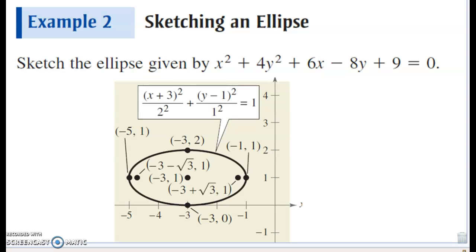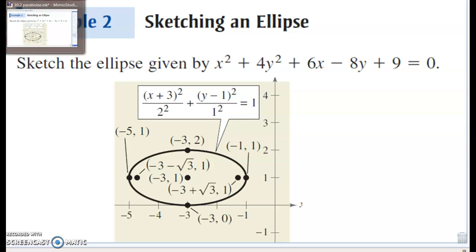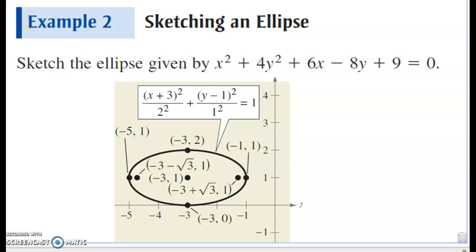So this is the actual graph for that problem that we just did. As you can see, the foci are very close to the vertices on the major axis. For the next example, I'm going to work it out, and then I'll just go over the steps and also show you the graph, as I am mindful of the time on this recording.